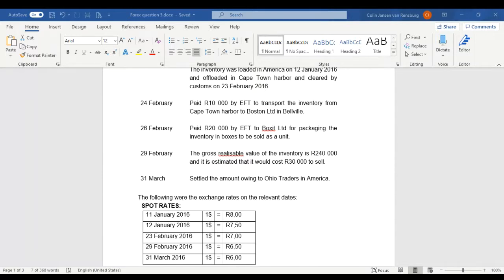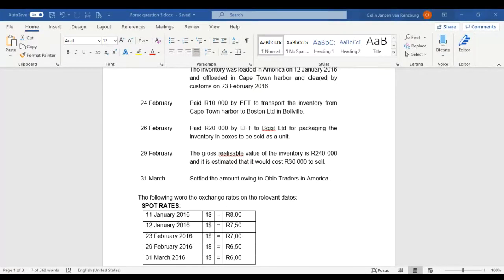So if it's work in progress, for instance, and you still have to convert it until such time as it is finished goods, so it's now in a saleable condition, the cost that you need to incur to make it saleable, to complete the manufacturing process, needs to be deducted from the gross realizable value. And if you need to incur any other costs to enable you to sell the goods, so if you have to advertise the goods, or package it differently than the original packaging, any cost that you need to incur to be able to sell the goods must then also be deducted, right?